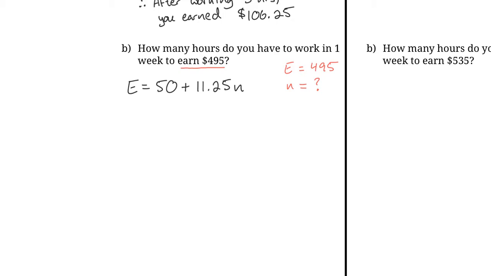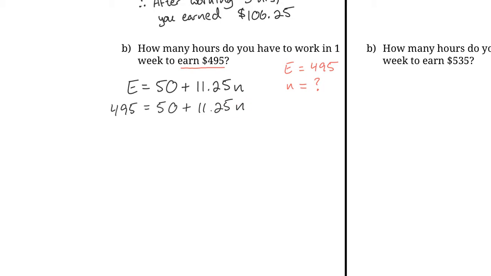In order to solve this question, we're going to take this E in our equation and replace it with $495. So instead of writing E, we're going to write 495, and we're going to copy the rest of the equation, 50 plus 11.25n. Our unknown variable this time is n, because that's what we're trying to find. We're trying to find the number of hours you work this week. So now we're just solving for n.